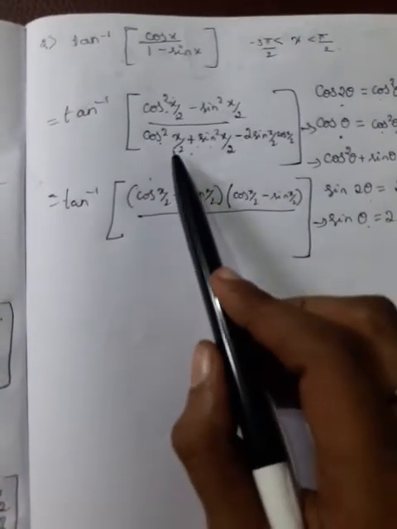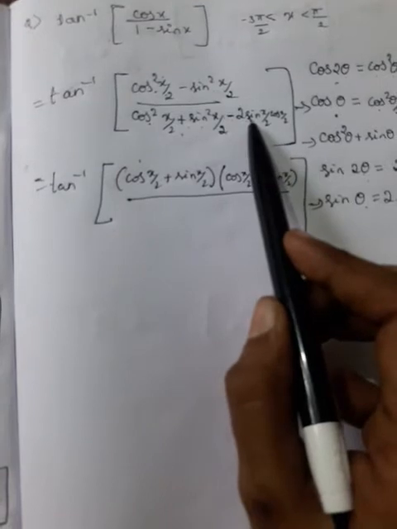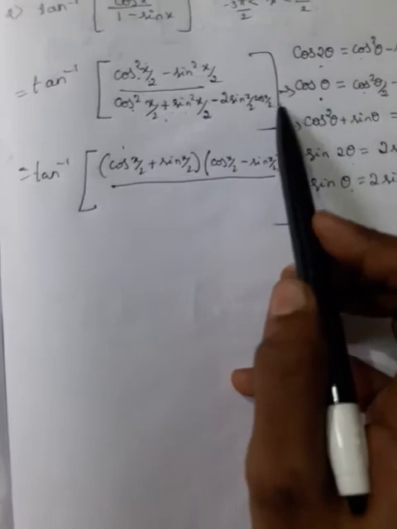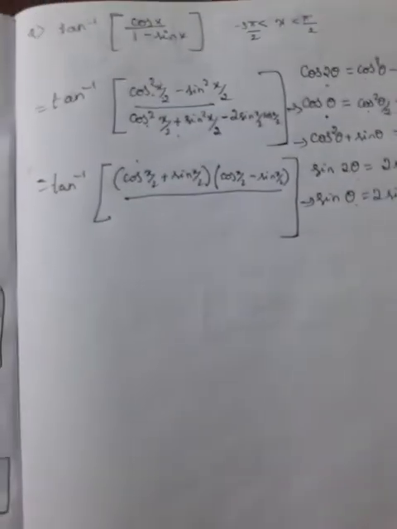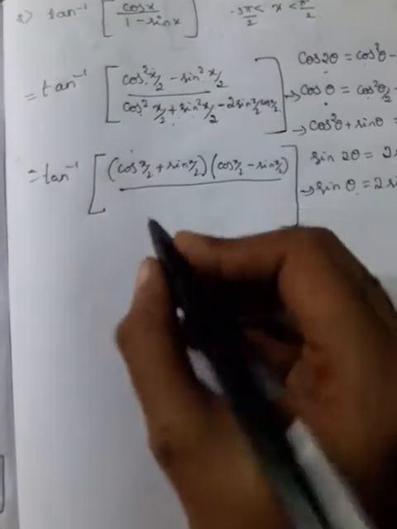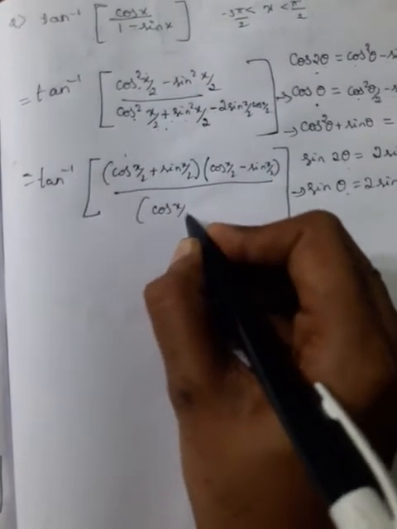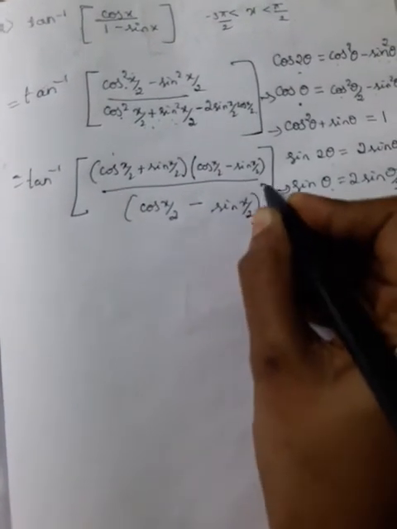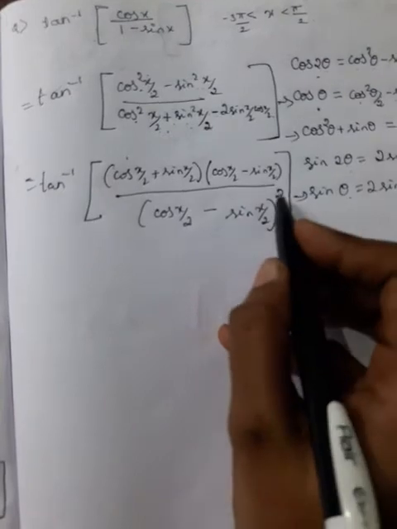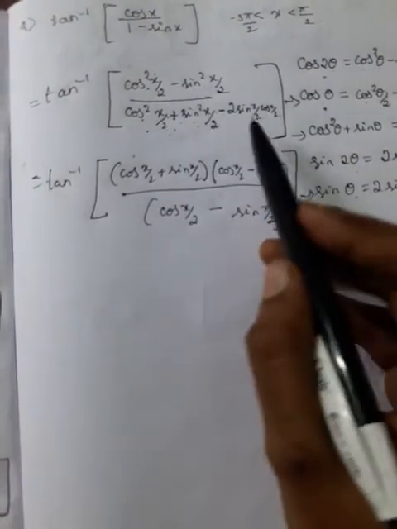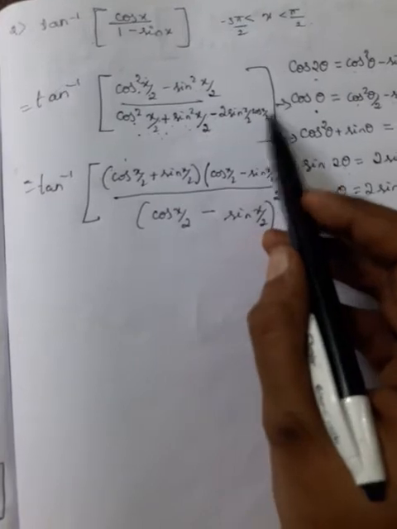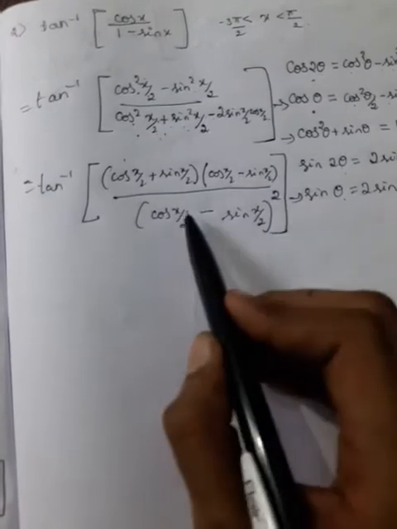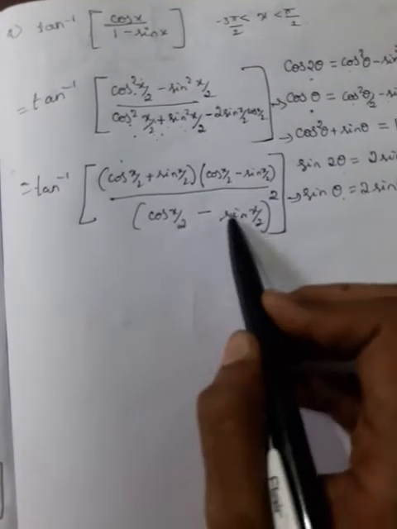This is in the form of a square plus b square minus 2ab. What is the formula of that? That is a minus b whole square. A minus b whole square equals a square plus b square minus 2ab. Here a equals cos of x by 2, and b is sin of x by 2. Understood? Cos x by 2 minus sin x by 2 whole square is equal to cos square x by 2 plus sin square x by 2 minus 2 times sin x by 2 into cos x by 2. Here this is cos x by 2 minus sin x by 2, here also cos x by 2 minus sin x by 2.